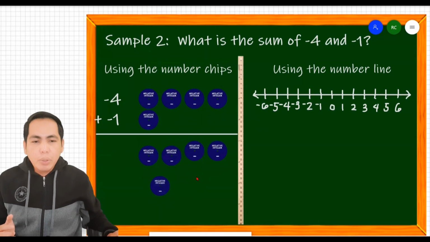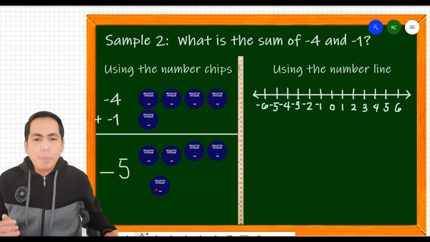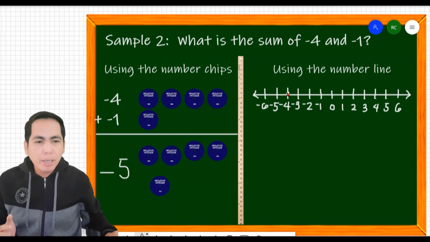Since the blue chip represents a negative integer, our sign is negative. So we have negative 5. Negative 4 plus negative 1 is negative 5. Now, what if we are using our number line? Let us start by identifying our first addend. Our first addend is negative 4, so it is found here.